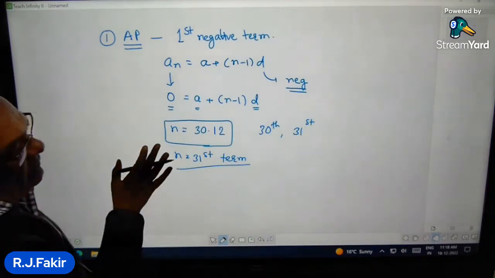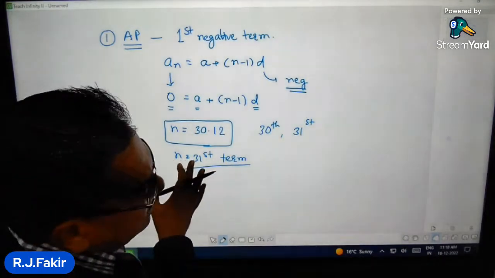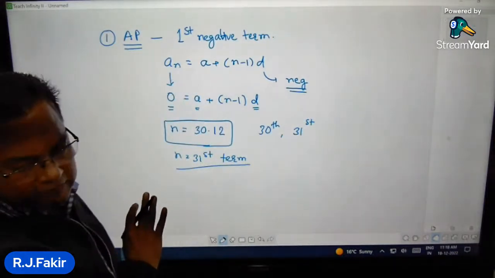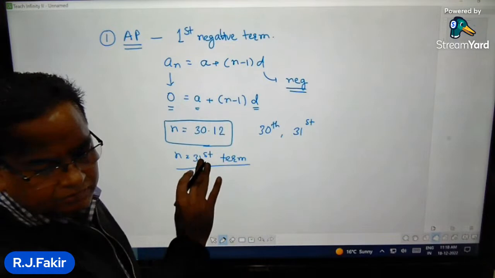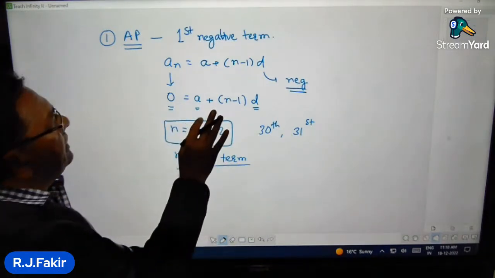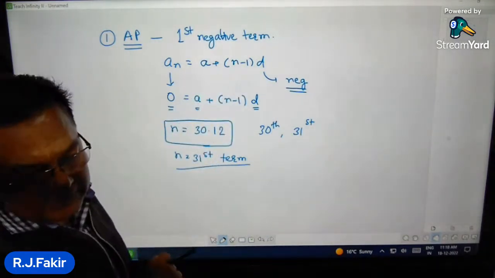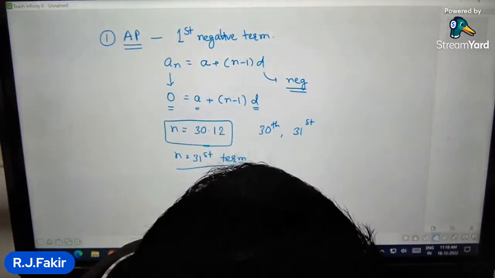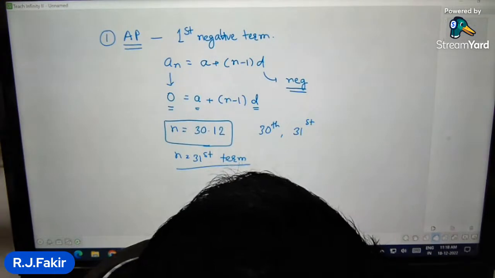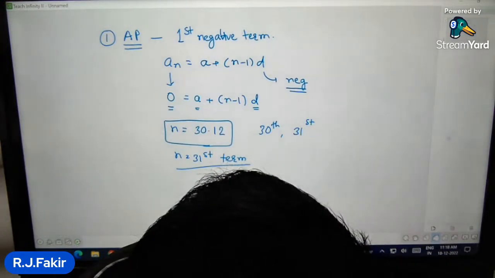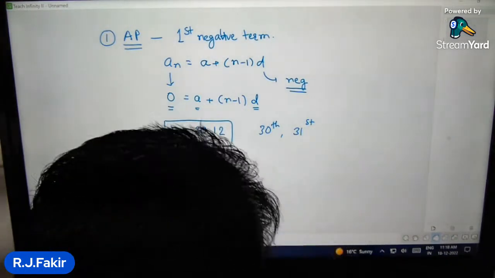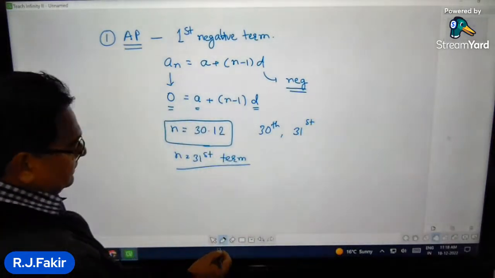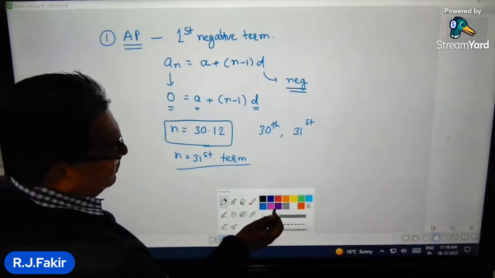So such kinds of logic you have to develop in solving questions like this, where they ask which numbered term in that AP will be the first negative term. Then you have another question, which is: which of the following is or is not a quadratic equation? This is another type of question that is asked.